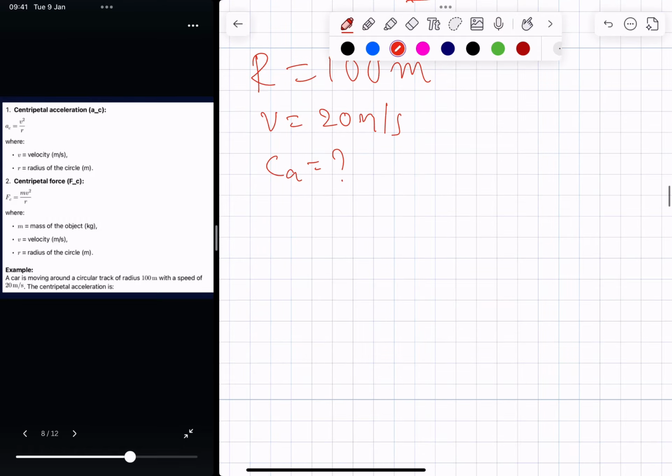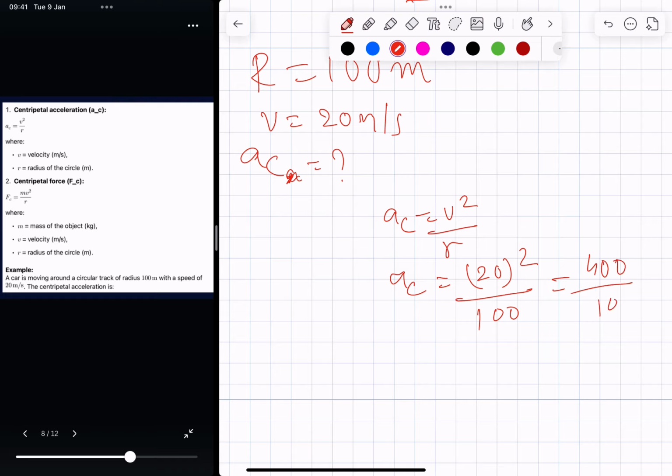Yesterday we did something similar, but let's do it again. Centripetal acceleration is v square upon r. So AC is v, which is 20, square upon r, which will be around 400 upon 100. The zeros get cancelled, and the answer is 4 meter per second square.